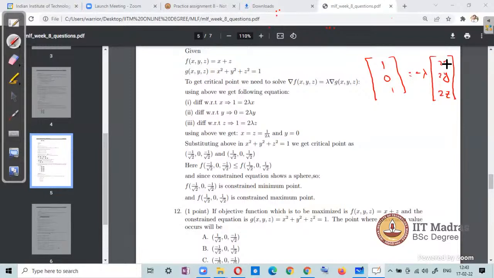So the first equation is 1 equals minus lambda times 2x. The second equation is 0 equals minus lambda times 2y. The third equation is 1 equals minus lambda times 2z. I think I should write 2 lambda z, but that's okay. So here in this question you are seeing that x equals minus 1 by 2 lambda, and z also equals minus 1 by 2 lambda.